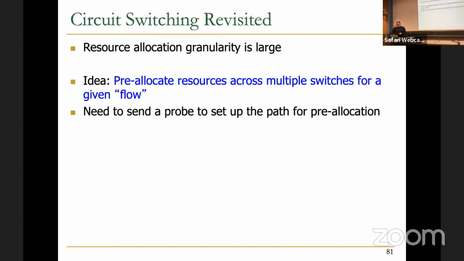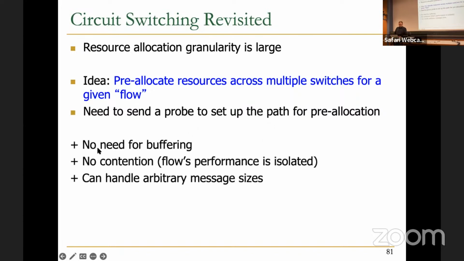So let's quickly revisit circuit switching. Resource allocation granularity is large. The idea is that we pre-allocate resources across multiple switches for a given flow. We need to send a probe, or let's say a header or whatever, to set up the path for pre-allocation. So no need for buffering. Once you establish your path, you don't need to buffer.